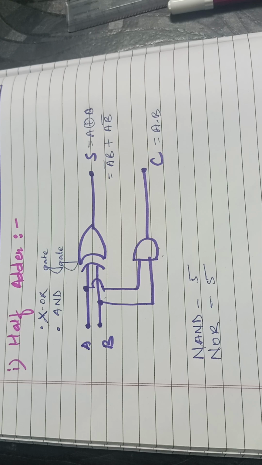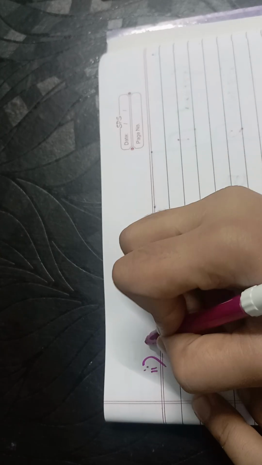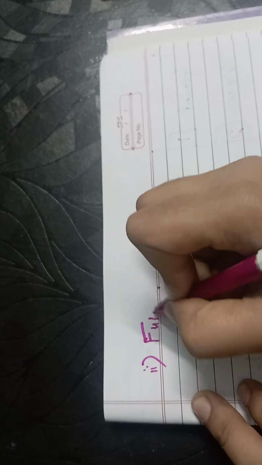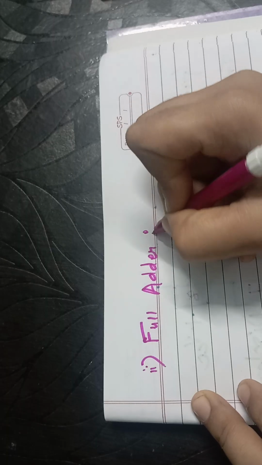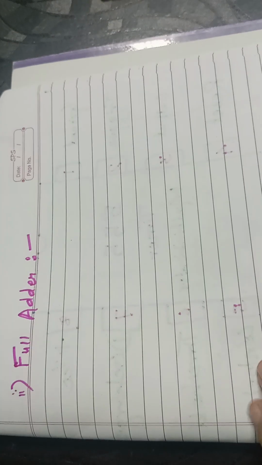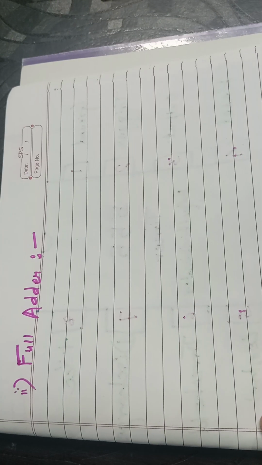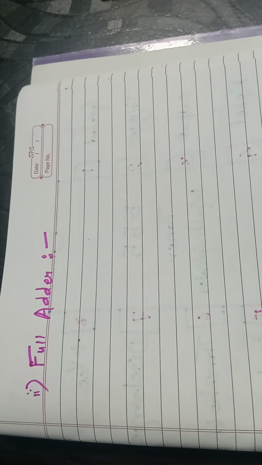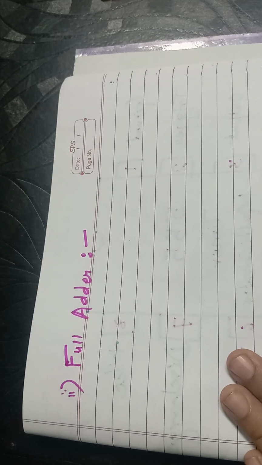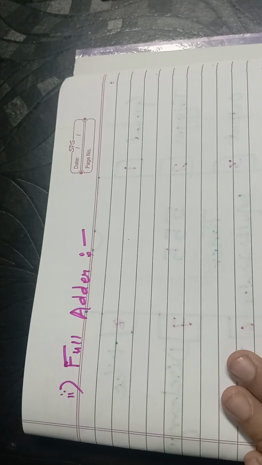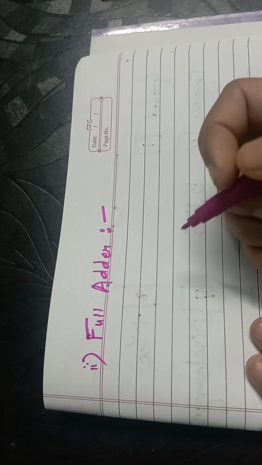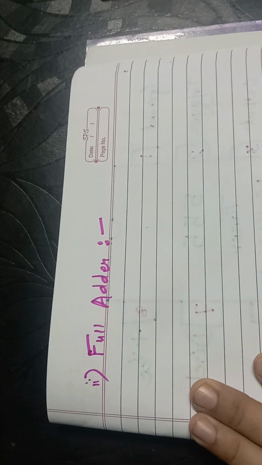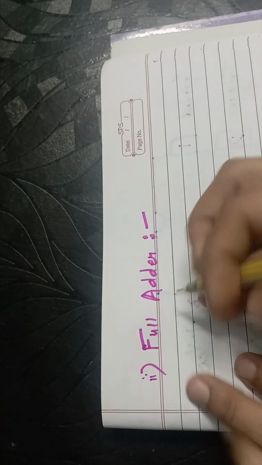Now come to the full adder. Let us see the full adder. The second one is the full adder. As the name suggests, in a full adder we will have 3 inputs. On the output side we will have sum and carry, and there will be 3 inputs. So for that we will be needing XOR gates.